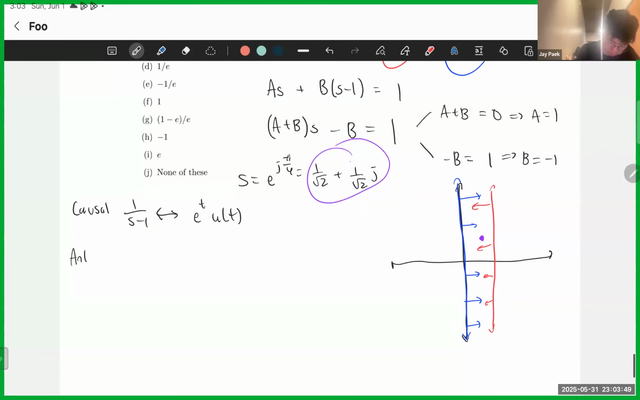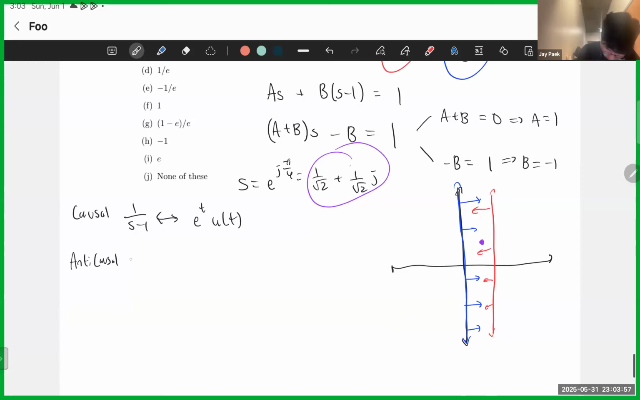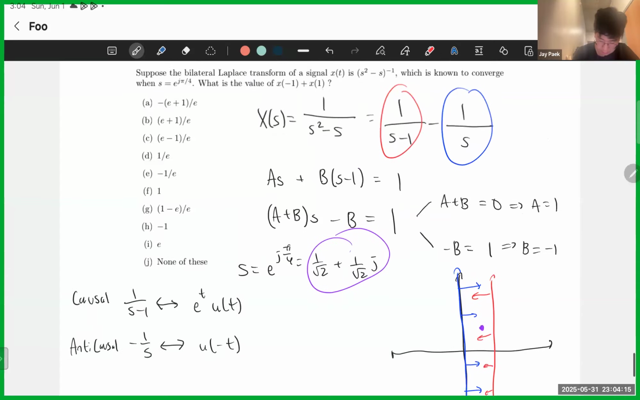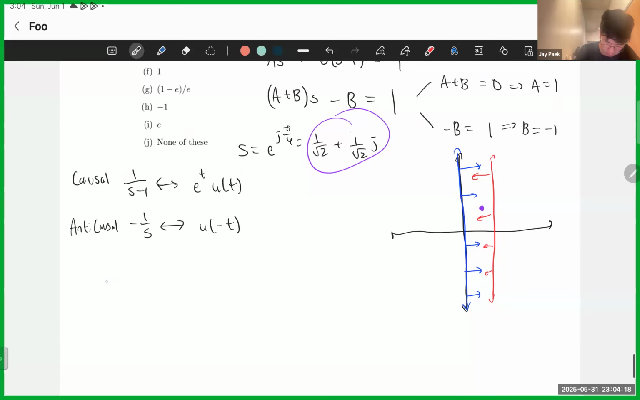And I want an anti-causal 1 over s, or negative 1 over s, which yields us, it should just be like u of negative t, I believe. And so what we obtain is that x of t is equal to e to the t u of t plus e to the this.